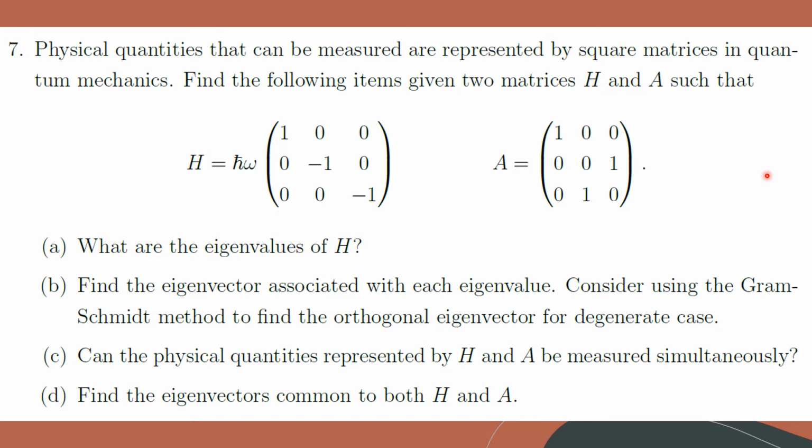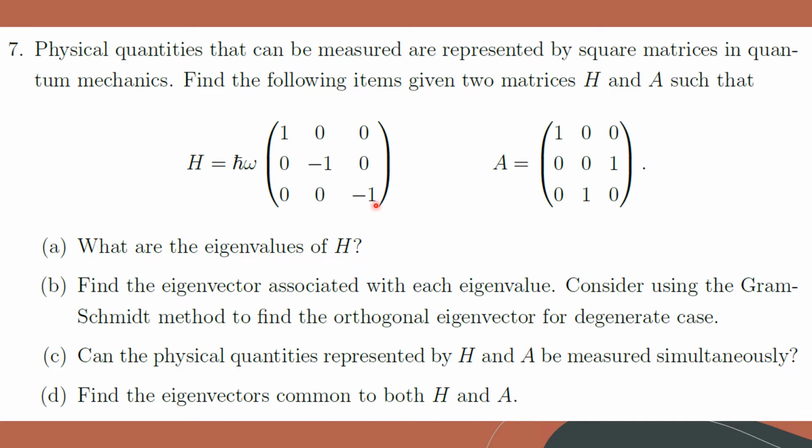So now let's go to question number 7C. In 7C, they ask you whether the physical quantities represented by H and A can be measured simultaneously. In this case, this is very easy to do, because if you want to know whether these quantities can be measured simultaneously, it means the commutator of the two of them must be equal to 0.